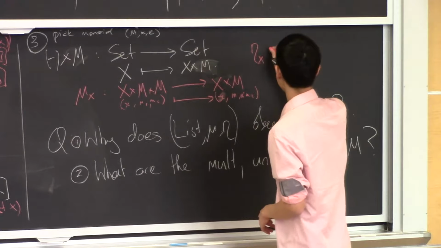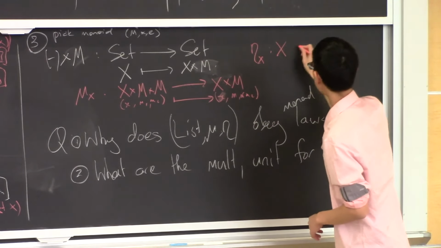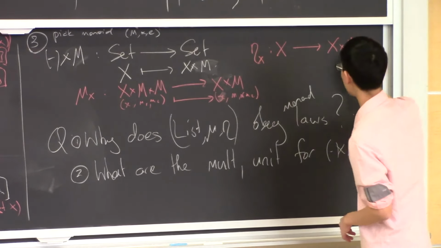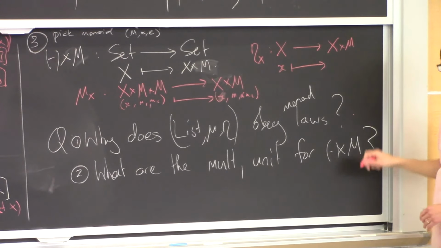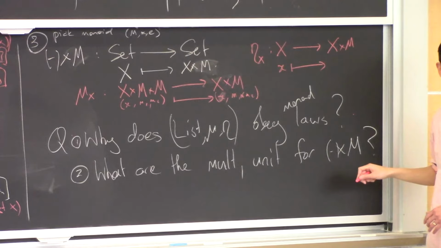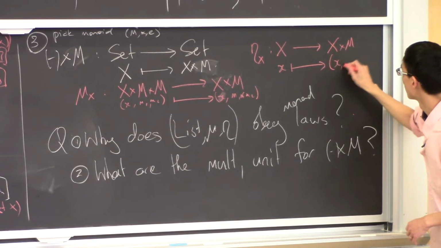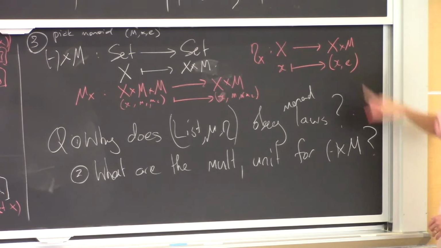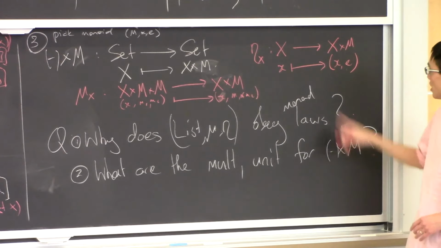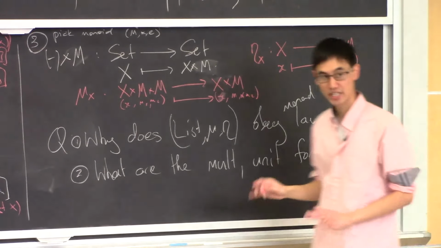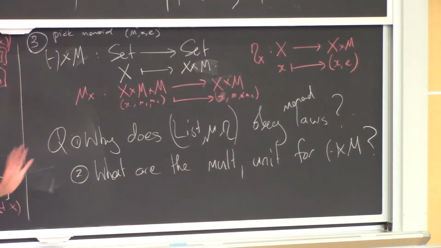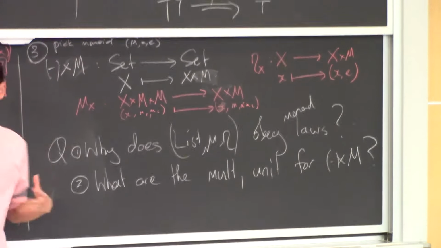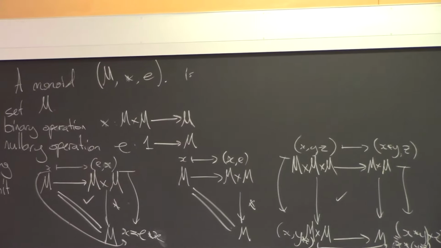And similarly, for the unit, we want to map from x to x times m. So given an x, we need to produce an element of x times m. How do we do that? Right. The only way we can produce an element of m out of nothing is to use the identity element. So it maps x to x, comma e. And in fact, you can check that this obeys the monad laws. And how you check that is basically just the fact that monoids are associative and unital. And that kind of collapses down.